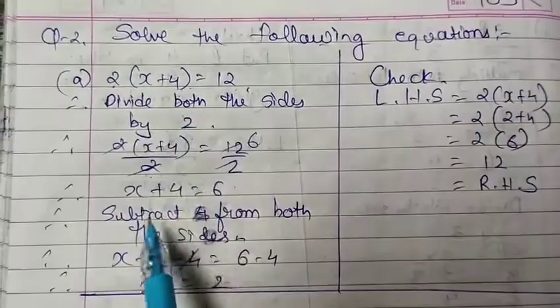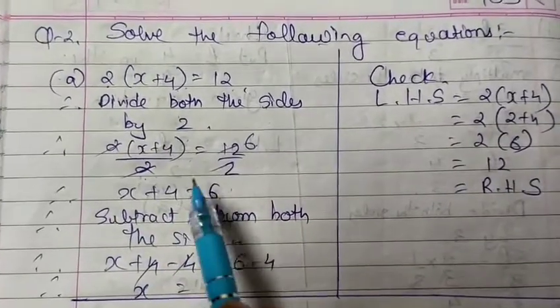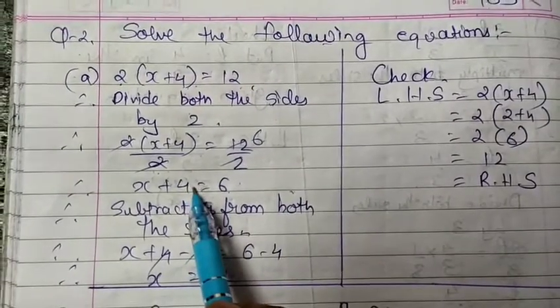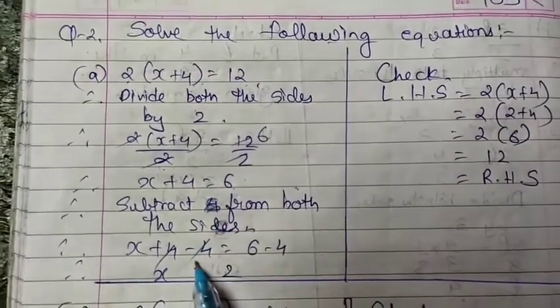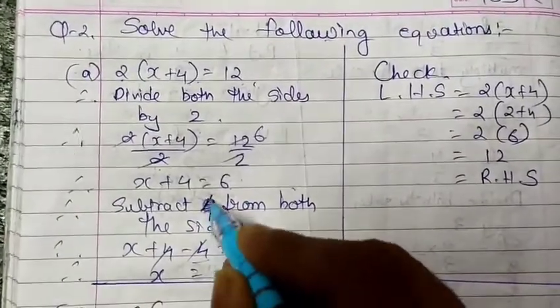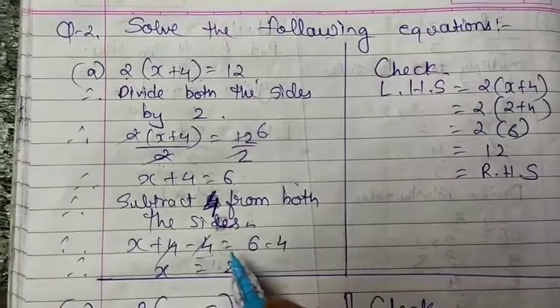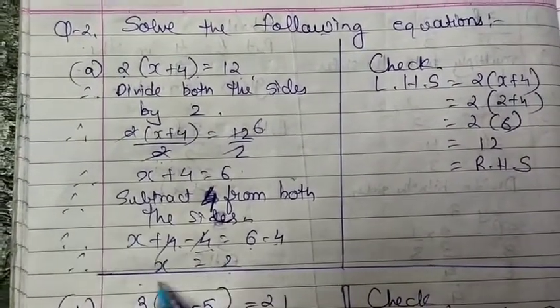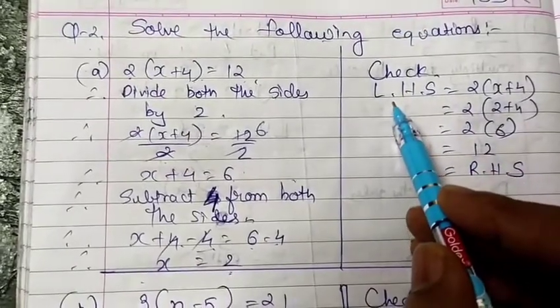Now what is left? x plus 4 equals 6. Now either you do transposition of 4 toward your right hand side, or you can subtract 4 from both the sides. So see, I subtracted 4 from both the sides. Positive 4 and negative 4 will get cancelled. 6 minus 4 gives 2. x equals 2. Now check whether it is correct or not.